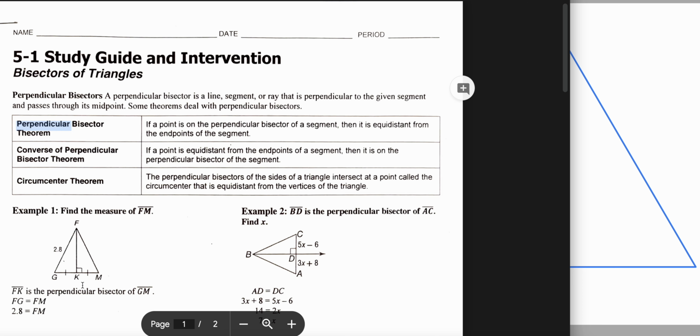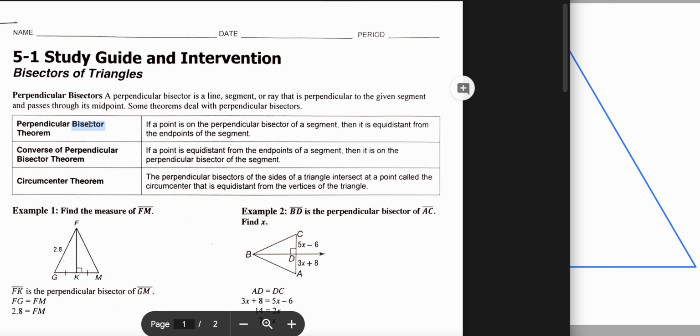So here in this little figure, we can see that FK is perpendicular to GM, right? We know it's perpendicular because it has a little square here, meaning it's a right angle. And that's what perpendicular means. It means that FK forms a right angle with GM.